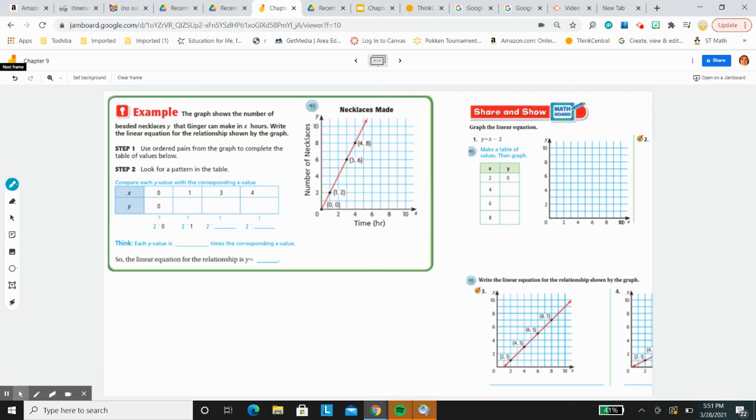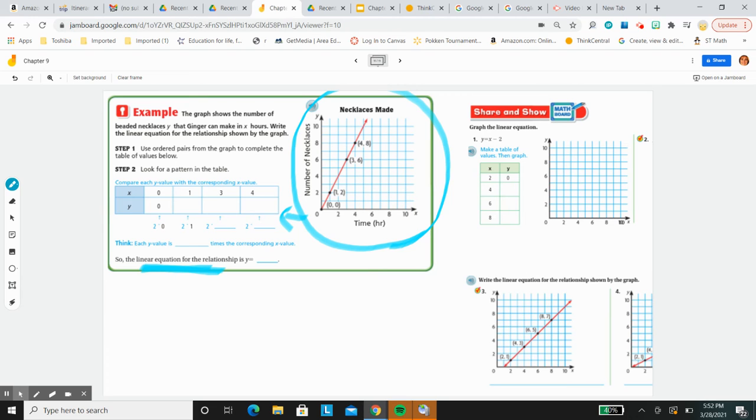All right, let's go on to the next example. I want to go to the next page, which is 518, real quick, and I'm going to go through this example. This example is going to give you the graph already. We're going to go backwards. We have the graph in place, and from the graph, we're going to create our ordered pairs, which are here, and we're going to put those into the graph because I'm going to create the equation this time. All right, we're going to create the equation. So the graph shows the number of beaded necklaces Y that Ginger can make in X hours. Write a linear equation for the relationship that's shown by the graph.